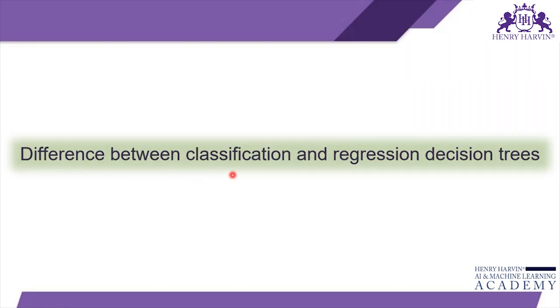The difference between classification and regression decision trees. A decision tree is basically a machine learning algorithm where we train a model on a data set, to solve problems like classification and regression problems.